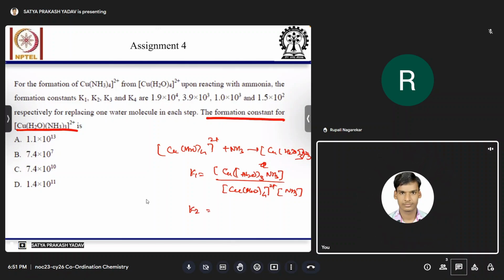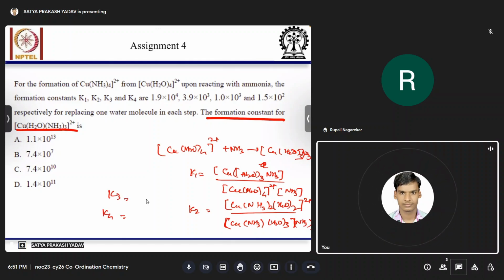Similarly, you have to write K2. K2 we have to write like [Cu(NH3)2(H2O)2] divided by, then again we have this one, [Cu(NH3)(H2O)3] times NH3. So this is the K for K2. Similarly, we have to write K3 and K4.